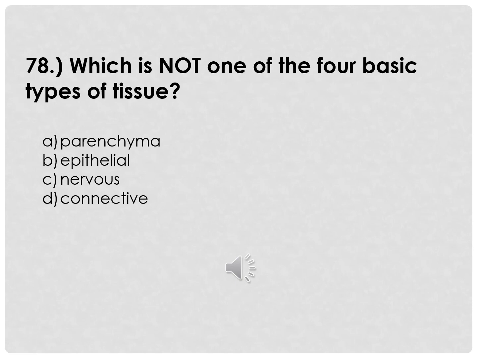Which is not one of the 4 basic types of tissue? The 4 basic types of tissue in the body are muscular tissue, nervous tissue, connective tissue, and epithelial tissue. The correct answer here would be A, parenchyma. Parenchyma is not one of the 4 basic types of tissue.